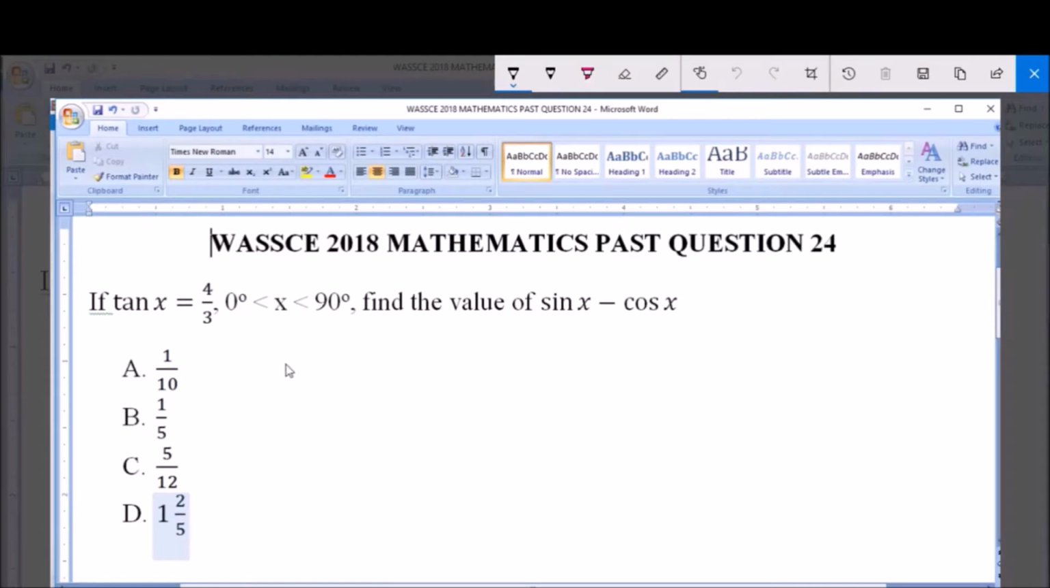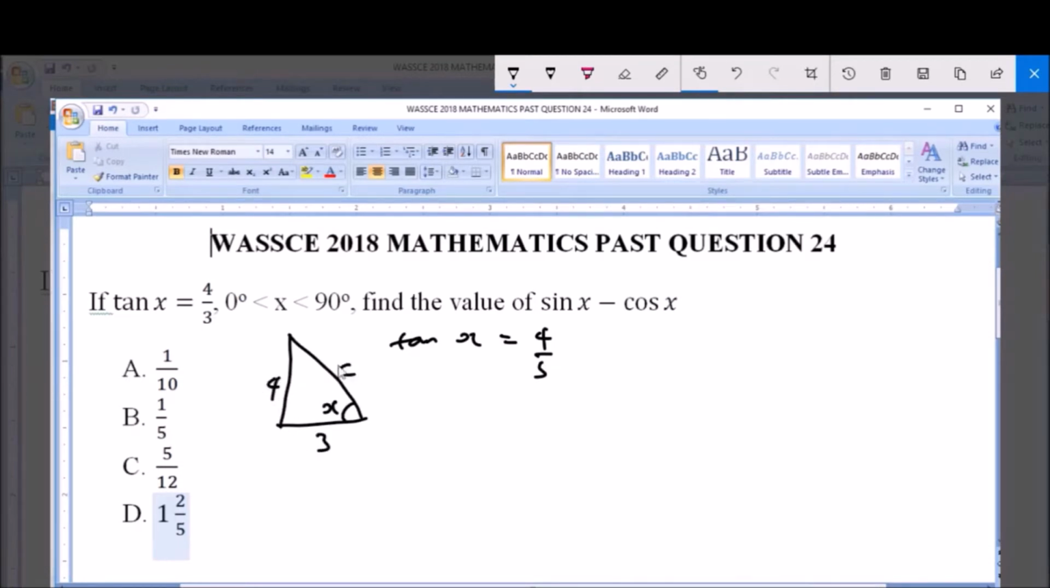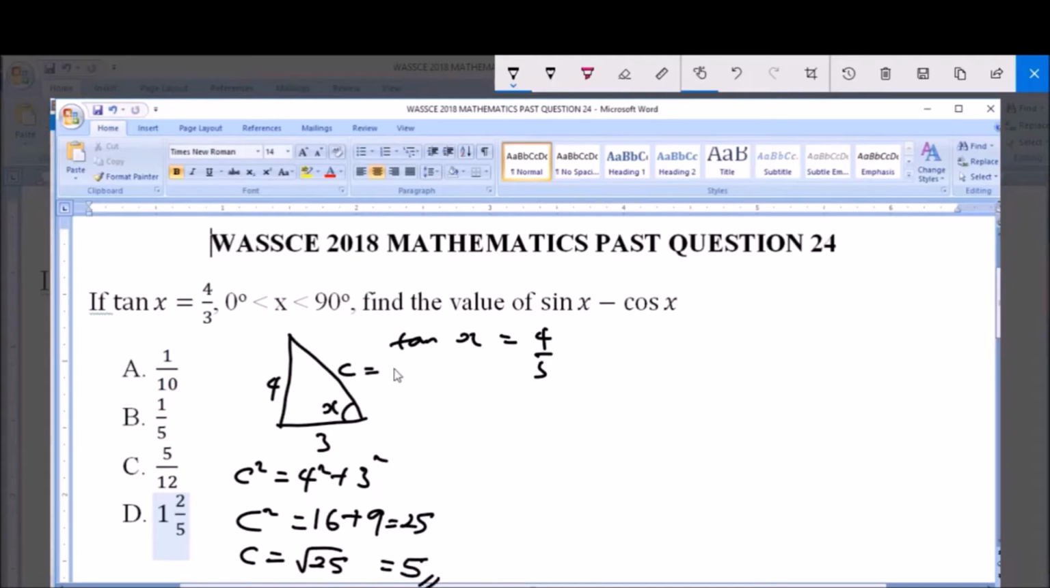Now let's represent this on a triangle. We have a right angle triangle here, with angle x. Now tan x is equal to 4 over 3, meaning that the opposite is 4 and the adjacent is 3. Now from this we can get the hypotenuse, which is c, saying c squared is equal to 4 squared plus 3 squared. So c squared is equal to 16 plus 9, which is equal to 25. So c is equal to the square root of 25, which is equal to 5.